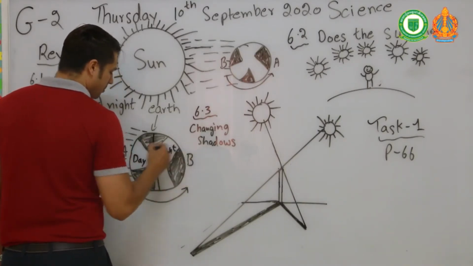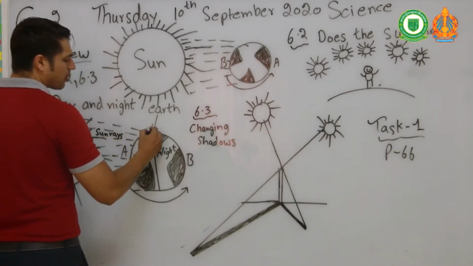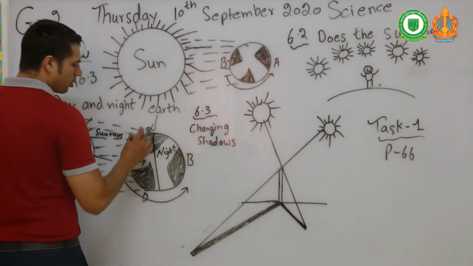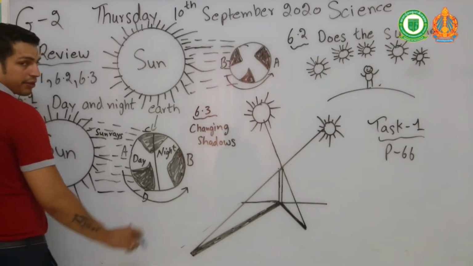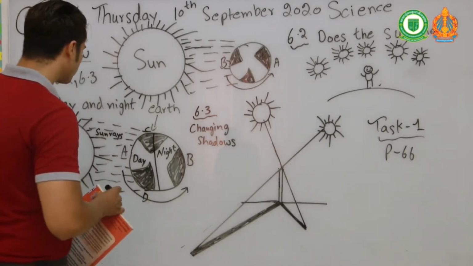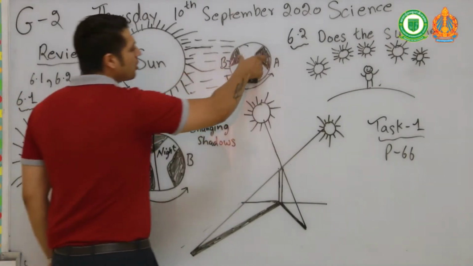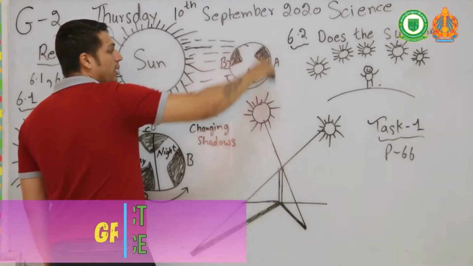But if I put something here, let's suppose C and D here, they are having sunrise, and here they are facing sunset. Now look at the second picture here. Now the earth has spun. The earth has spun to the other side.